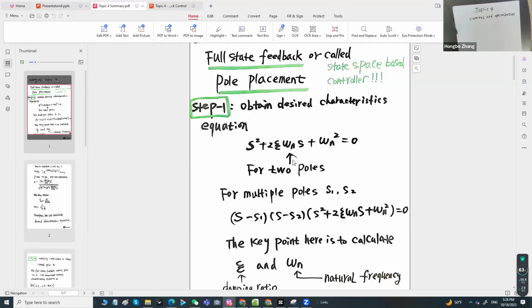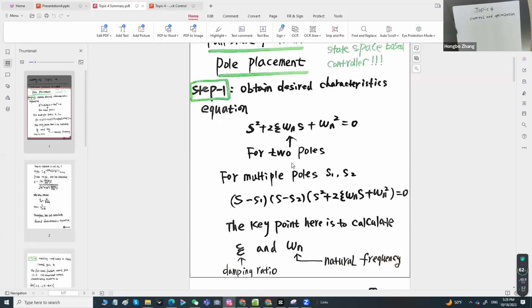So the question is how we can do multiple poles. And we know these 2 poles here, right? For a higher order system, there are multiple poles: S1, S2, S3, S4, S5, and so on and so forth. For a higher order system, we just plug the poles here and multiply out. So we get higher order characteristic equations, right?